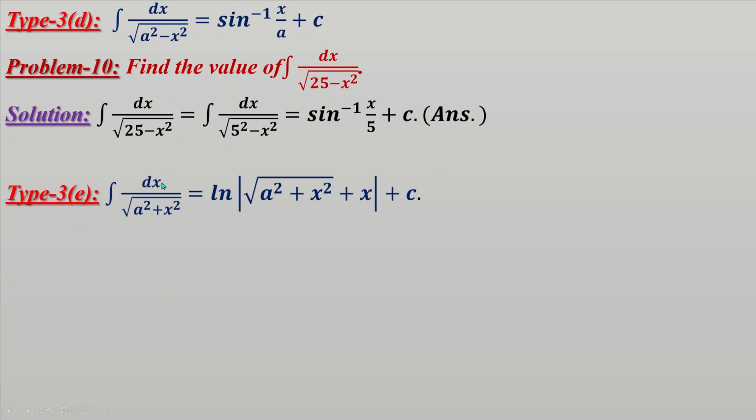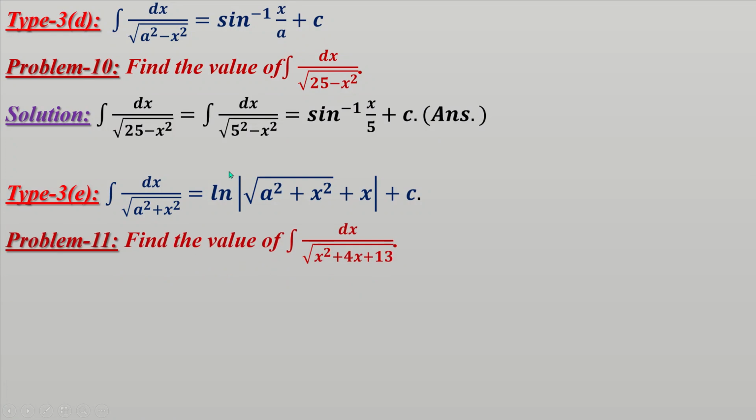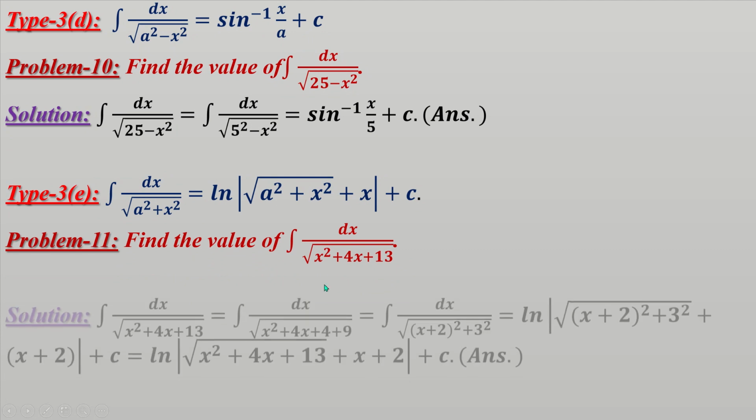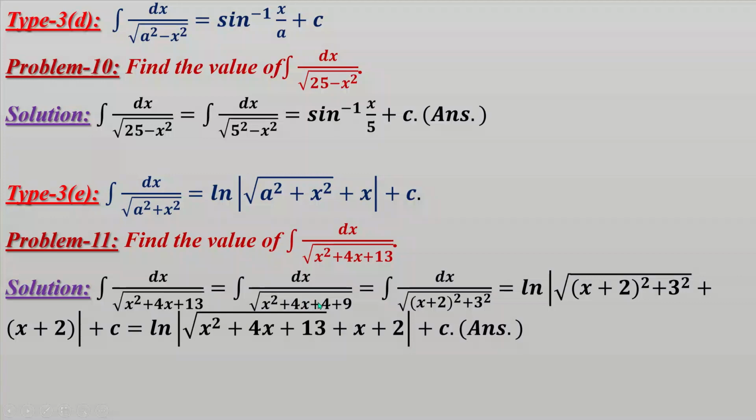Type 3E, integration of dx by square root over a square plus x square. This is equal to ln of square root over a square plus x square plus x, plus c. By applying this formula, we can solve this. Here, integration of dx by square root over x square plus 4x plus 13, and this is equal to, you can write 4 minus 4 plus 9, but this makes a formula x plus 2 whole square plus 3 square. This is equal to ln of square root over x plus 2 whole square plus 3 square plus x plus 2, plus c.